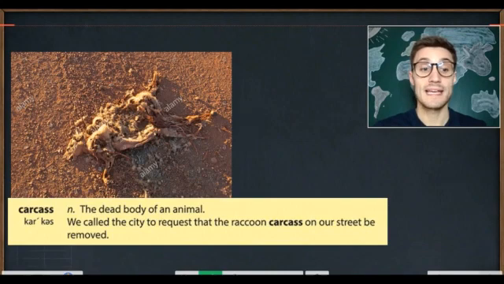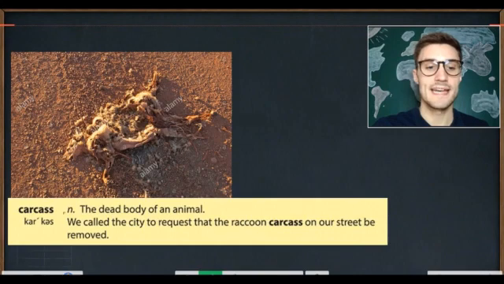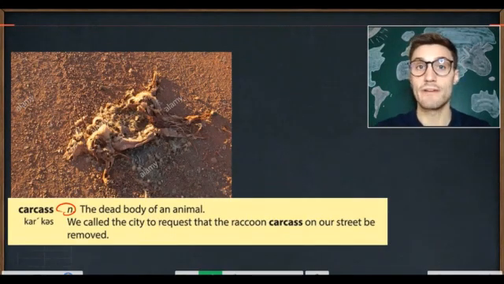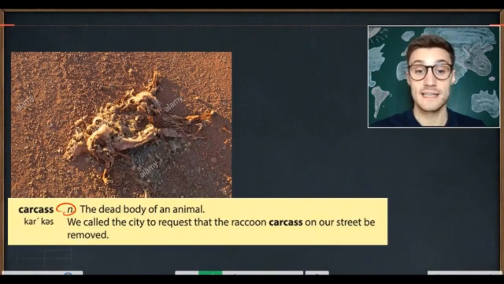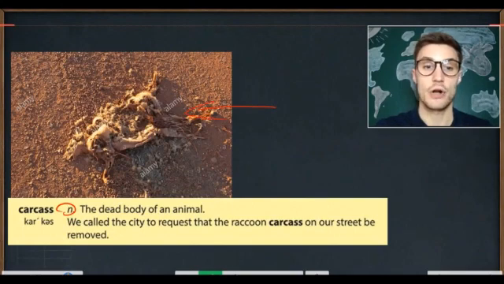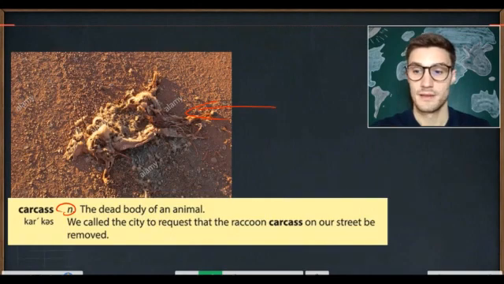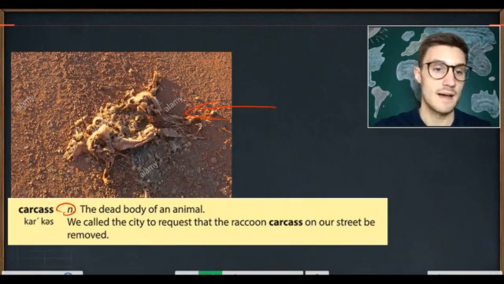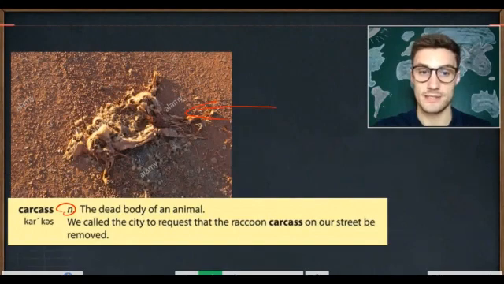The next word is carcass. Carcass is the name of the dead body of an animal. We called the city to request that the raccoon carcass on our street be removed. See, a carcass, the body of a dead animal. That's a carcass. So you can see it is a hyena carcass, or an antelope carcass, or an elephant carcass.